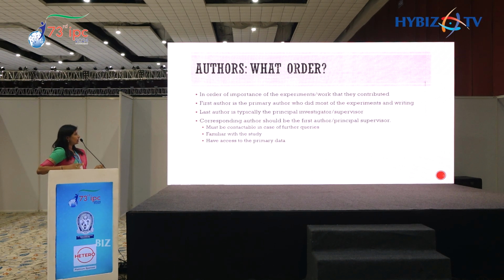So, the first author is always the person who did most of the experiment and writing. That's the first author. The last author is typically the principal investigator of a grant or principal supervisor of the student. And the corresponding author should either be the first author or principal supervisor, but it is just not namesake.